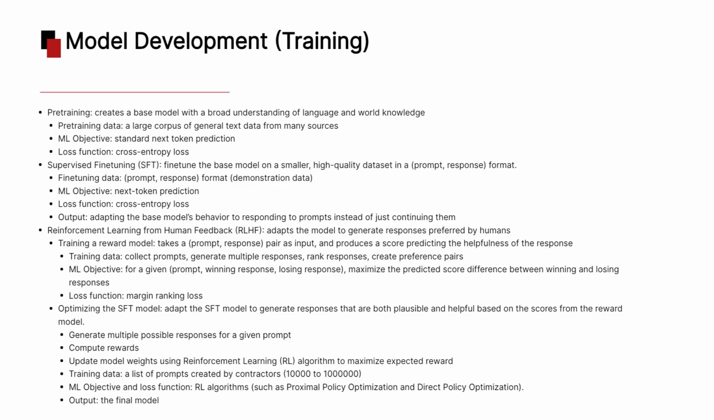The model learns to predict the next word, or subword token, given previous context. Loss function: cross-entropy loss, which penalizes incorrect token predictions. Outcome: the model becomes a general-purpose language model. It can write, summarize, and answer questions, but is not yet specialized for conversations or helpfulness.